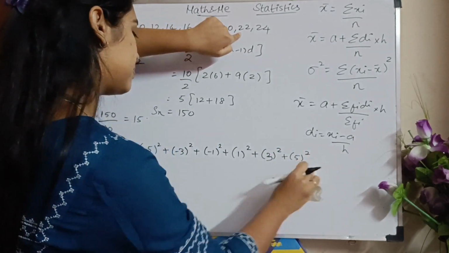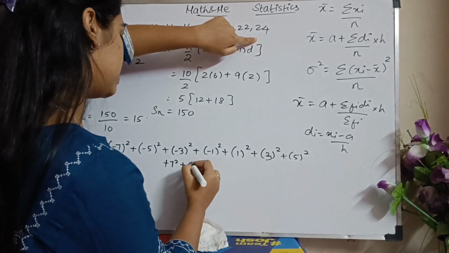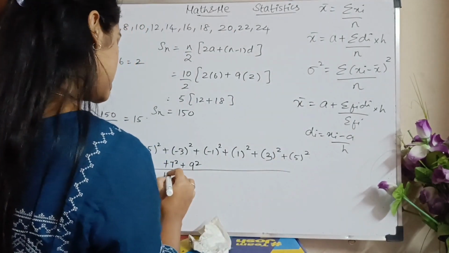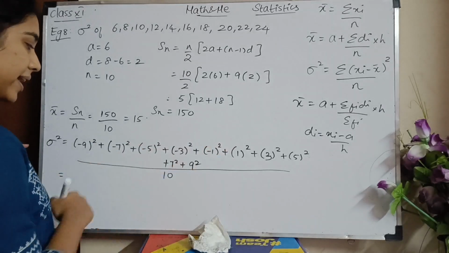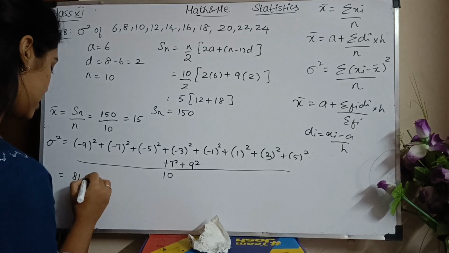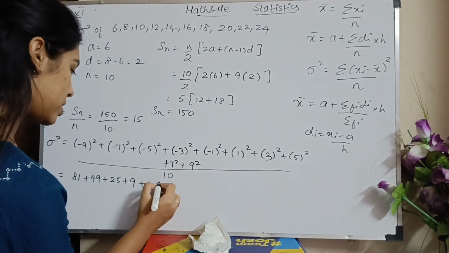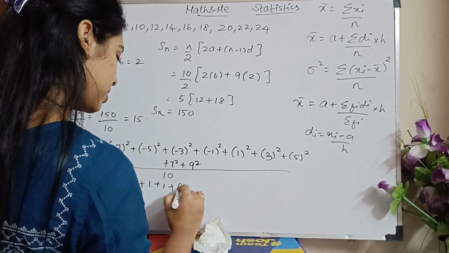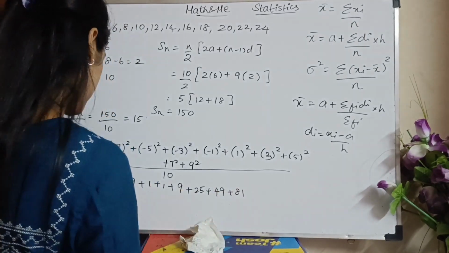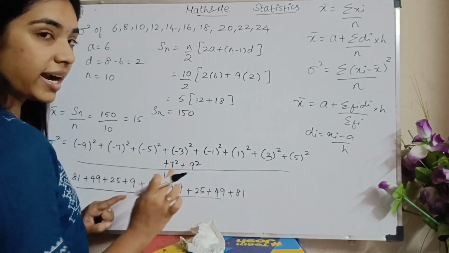I'll write it in the next line. Plus 7 square plus 24 minus 15 will be 9 square. Okay? The whole divided by the number of terms, which is 10. So, you have to simply square and add the values. So, 9 square and 9 square will be 81 plus 49 plus 25 plus 9 plus 1 plus 1 plus the value gets repeated: 9 plus 25 plus 49 plus 81, the whole divided by 10. If one set of values is added, we will just add the other set again.